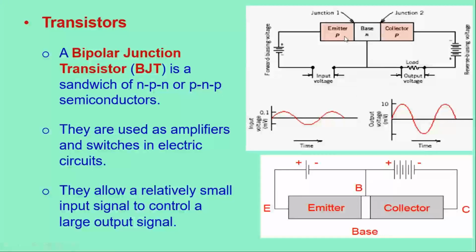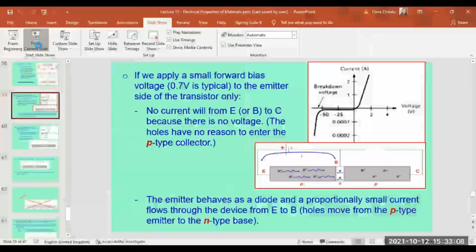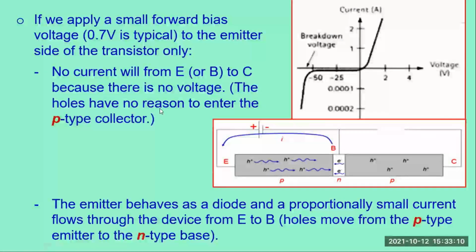So we have that emitter, base, and collector, depending on the type itself, whether in the application we are able to choose the type, whether it's PNP or the NPN. So they are used either as amplifiers or as switches in electric circuits. So now just to describe the operation of a transistor.